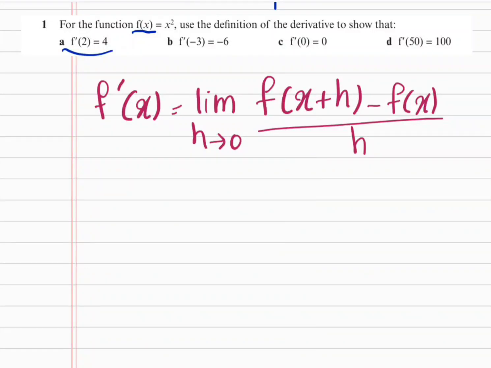Hi everyone, this video is on exercise 12b from PO2, and in this video I'm going to do part A of the first question. Because all of the parts are conceptually the same, the only difference is that the number is different.